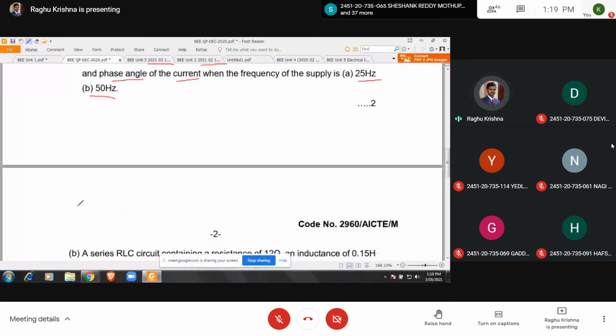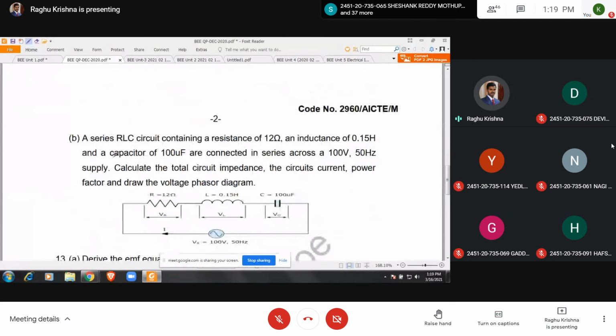So here one more problem is given. A series RLC circuit containing a resistance of 12 ohms, an inductance of 1.5 Henry, and a capacitor of 100 microfarad are connected in series across a 100 volts, 50 hertz supply. Calculate the total circuit impedance, the circuit current, the power factor, and draw the voltage phasor diagram. So can you do this one?